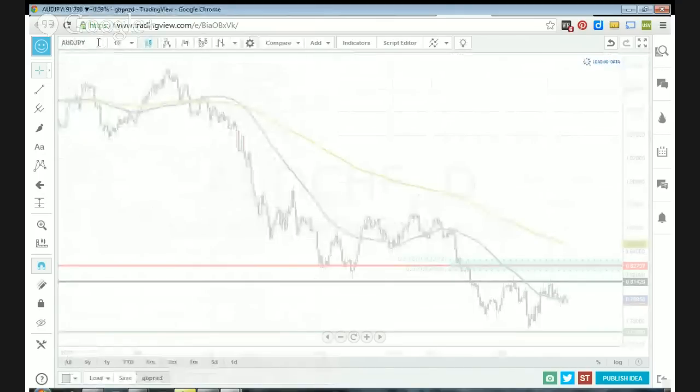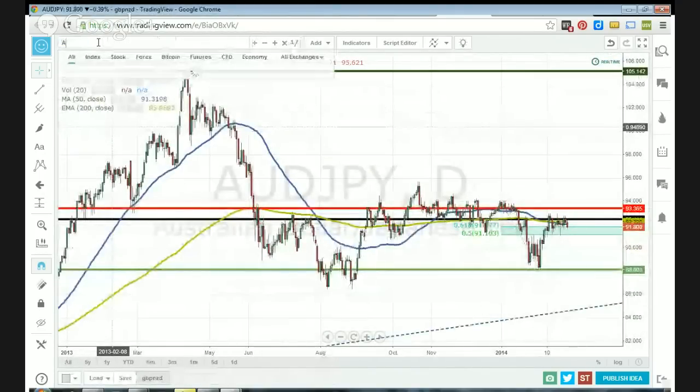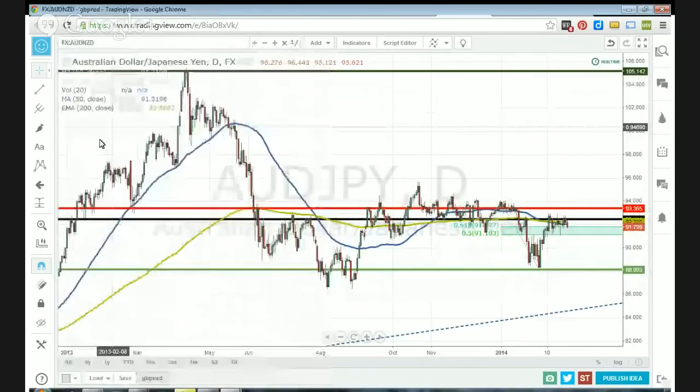Aussie yen, I'm in that at the moment. Yeah, so that's going so far so good, although no reason to party just yet. Still have a ways to go. Aussie Kiwi.